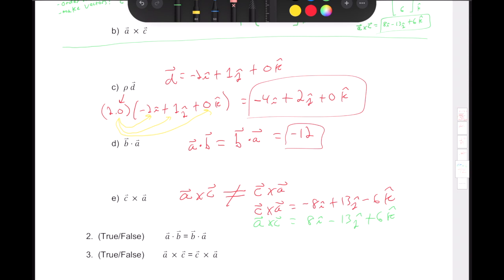A crossed with C and C crossed with A, the signs are all flipped. So you can take that to the bank. Dot products are happily equal to each other. Cross products are angrily, you might imagine, like the Brits say, they're cross. They're cross with each other. A cross with C is not the same as C cross with A.